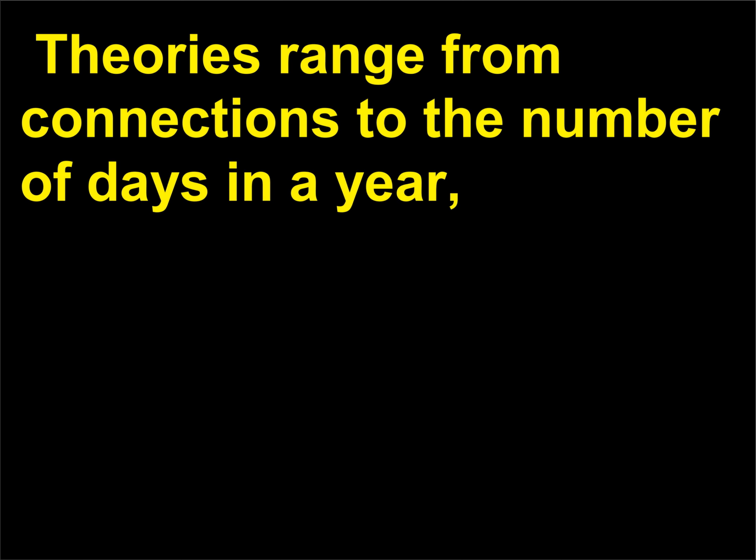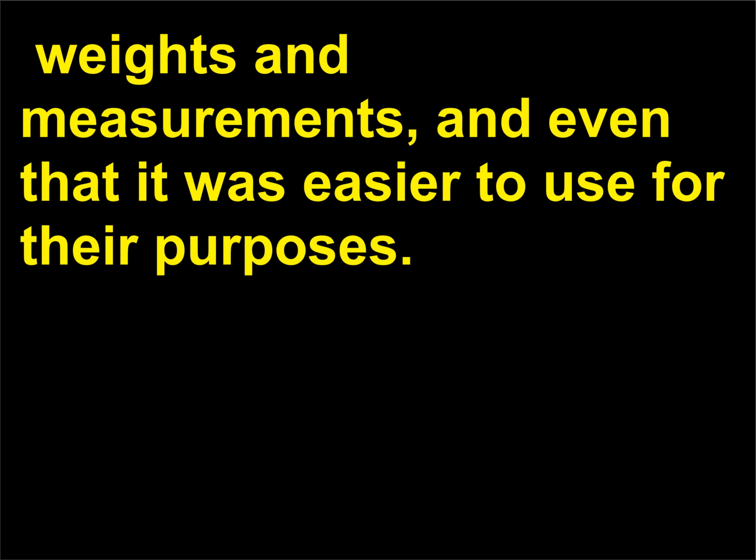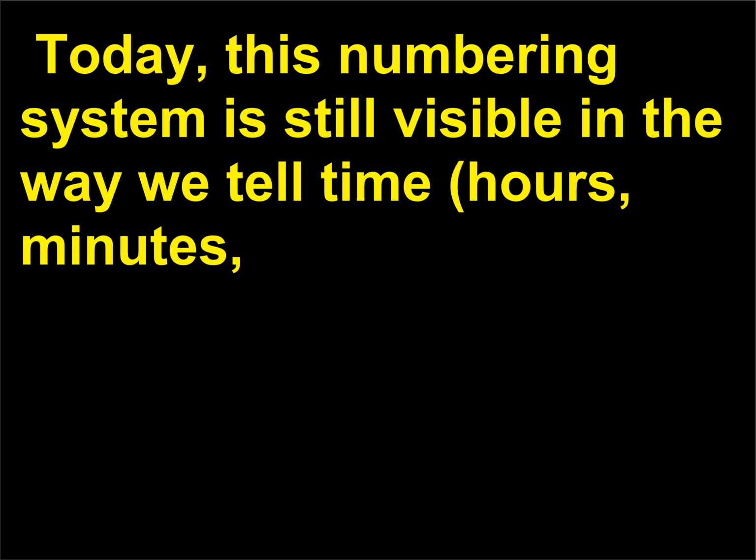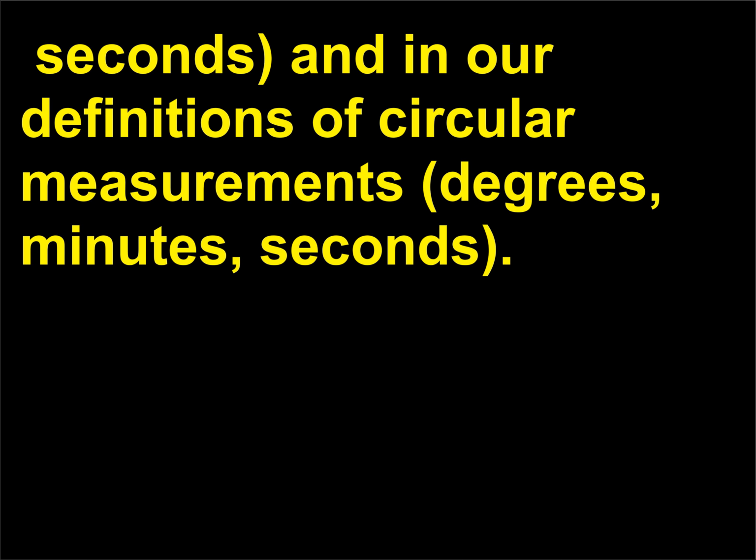Theories range from connections to the number of days in a year, weights and measurements, and even that it was easier to use for their purposes. Today, this numbering system is still visible in the way we tell time: hours, minutes, seconds, and in our definitions of circular measurements: degrees, minutes, seconds.